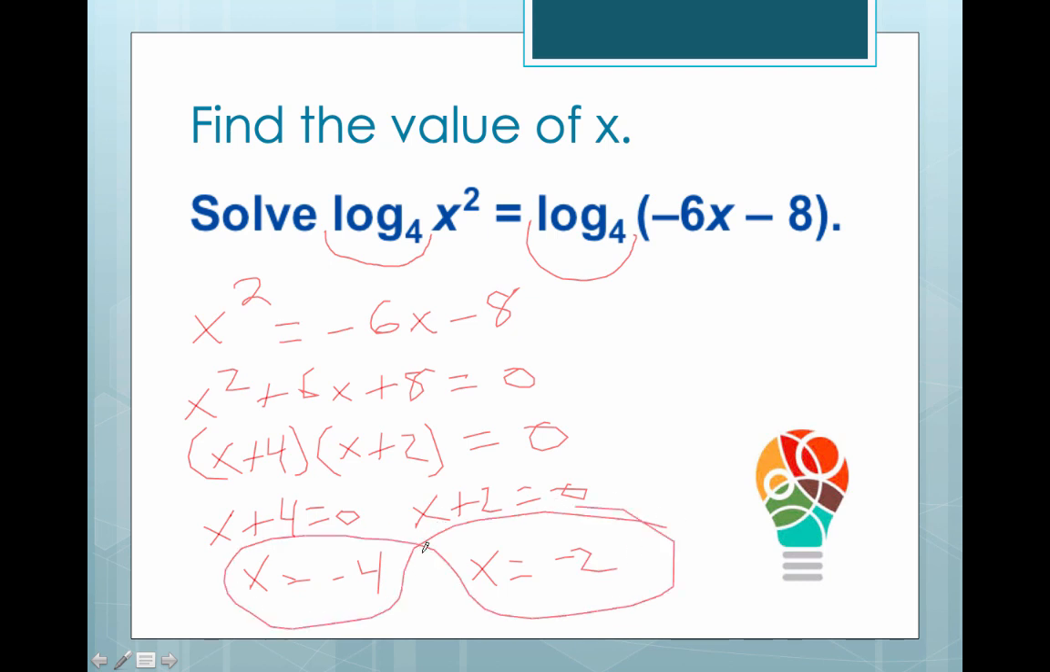Okay, we do need to check our work on all of these. Plug back in there. Negative 4 squared is 16. Over here, negative 4 is times negative 6, positive 24 minus 8 is 16. I'm good. Plug this one in. Negative 2 squared is 4. Negative 6 times negative 2 is 12 minus 8 is 4.